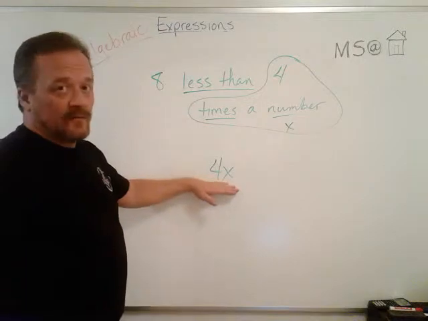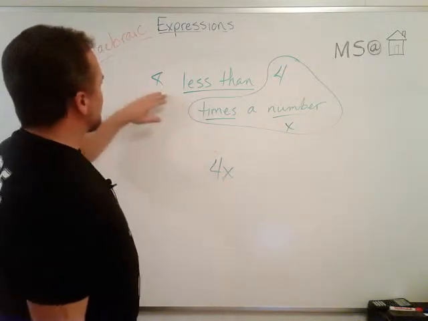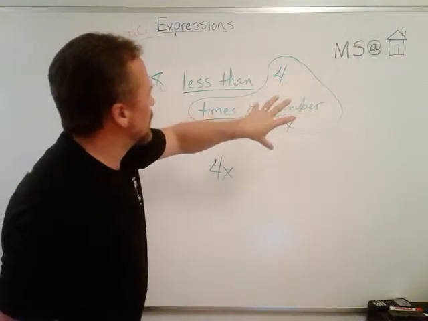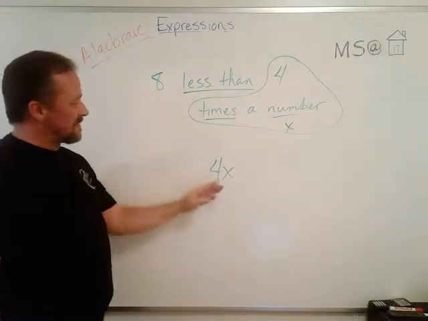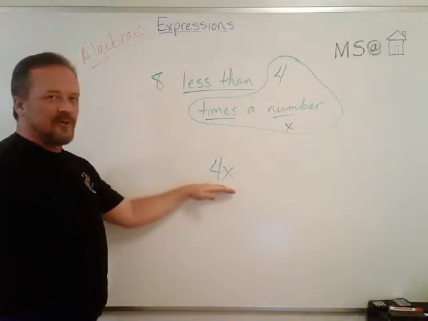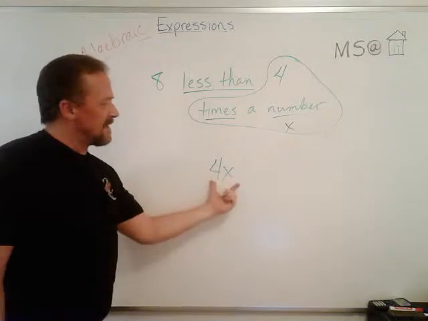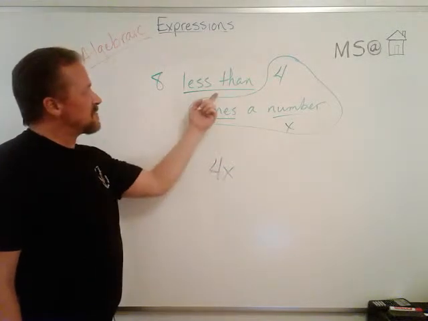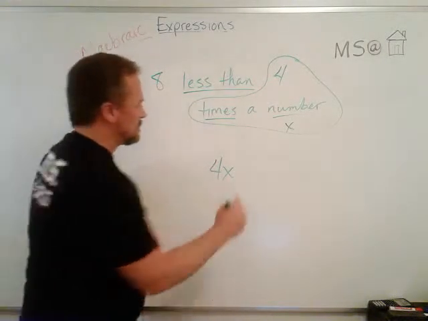4 times a number, right? And then let's look at the rest of it. 8 less than that. So basically it's 8 less than this. How do I show that? Well, I'm going to take this and then I'm going to subtract 8.